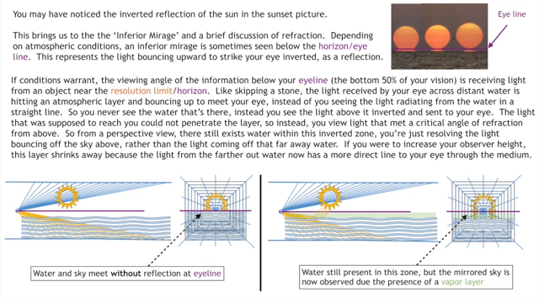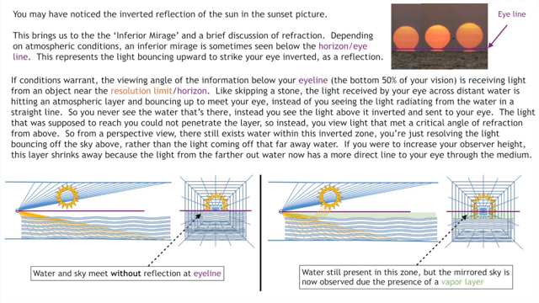So if conditions warrant, the viewing angle of the information below your eye line, or the bottom 50% of your vision, is receiving light from an object near the resolution limit or horizon. Like skipping a stone, the light received by your eye across distant water is hitting an atmospheric layer and bouncing up to meet your eye, instead of you seeing the light radiating from the water in a straight line. So you never see the water that's there. Instead, you see the light above it inverted and sent to your eye.